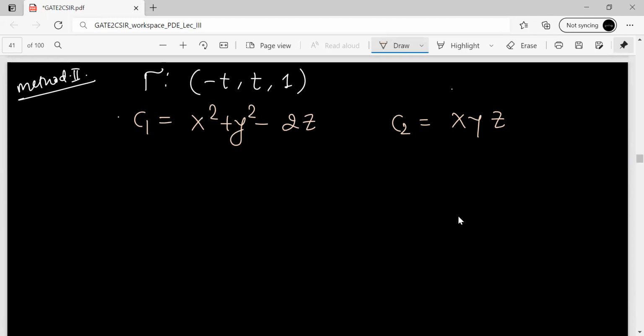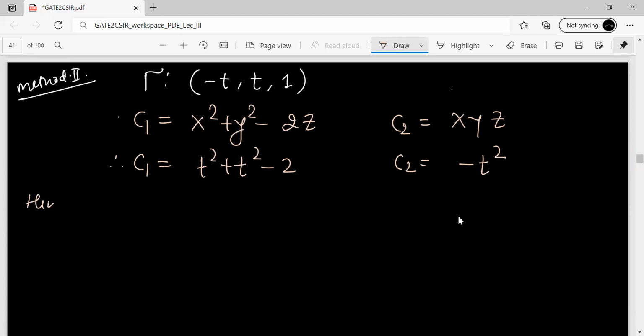So therefore C1 will be what? It will be t square plus t square minus 2, and C2 will be simply minus t square, right? Because x, y, z will be minus t square. So what role can I play to remove this C1 and C2, or find out a relation between C1 and C2?